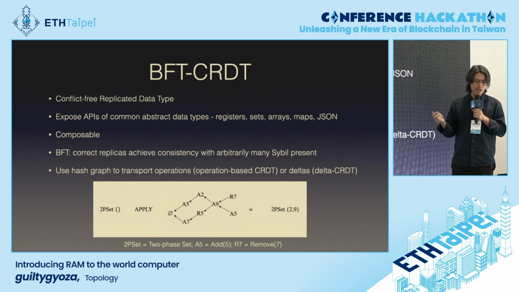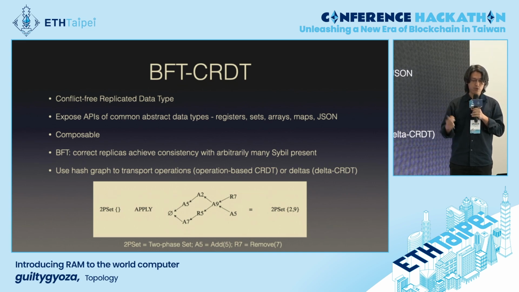And you can see that from the left, you have an empty two-phase set. And in the middle, we have a hash graph that transports a bunch of operations that are being performed on a two-phase set, where the A events are the add operations, and the R events are the remove operations.